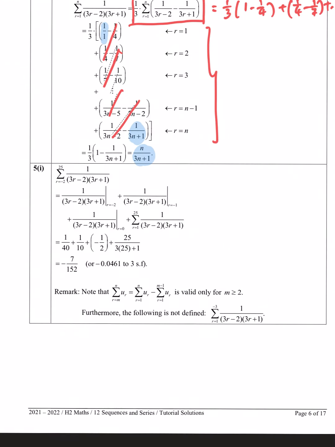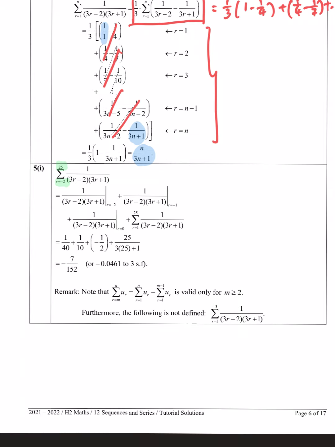Now we look at the next part of the question. After we have found the sum of 1 over (3r minus 2)(3r plus 1), we fit in the limits. Down here, we know that we have to start summing from r equals minus 2 to 25. So can I do a direct substitution? No, I can't. What is the reason?